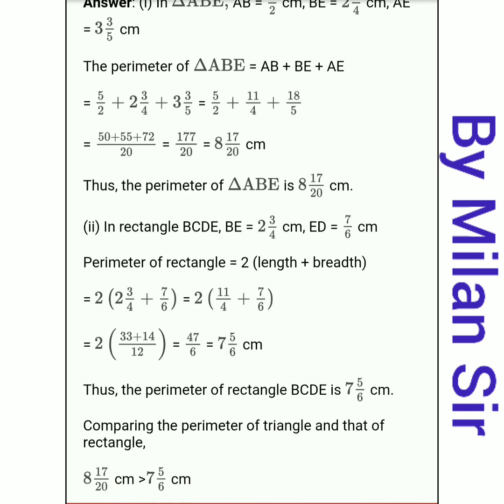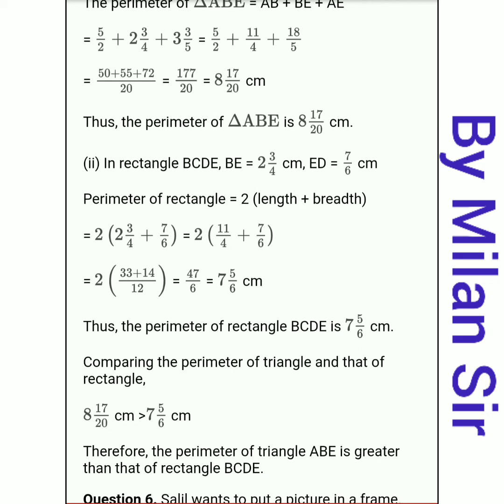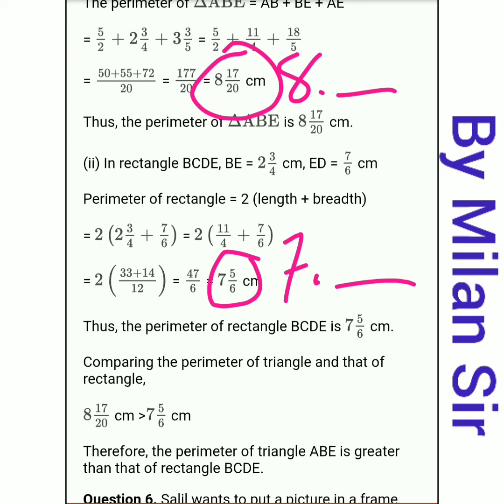So our perimeter of the triangle is 8 integer 17 by 20, but our perimeter of the rectangle is 7 integer 5 by 6. So here our answer is 8 point something, because the 8 integer is there. In the rectangle, our answer is 7 point something, because we have the integer part as 7.